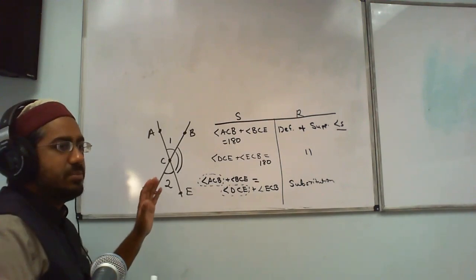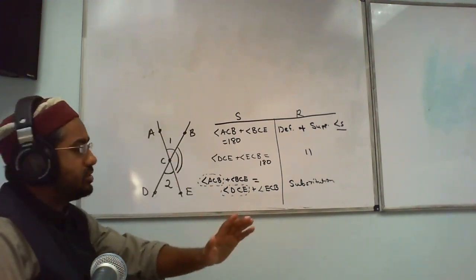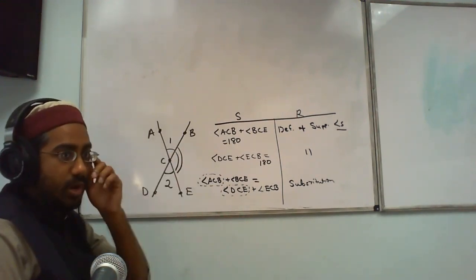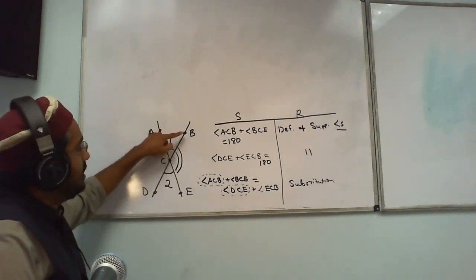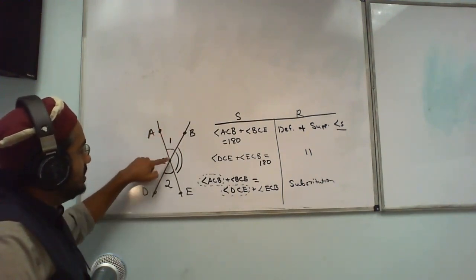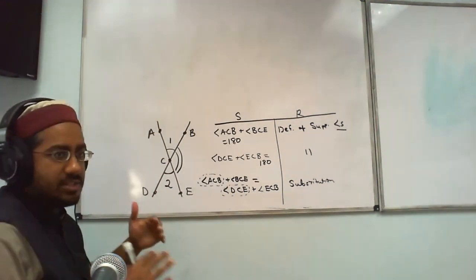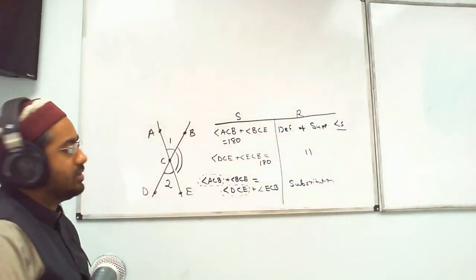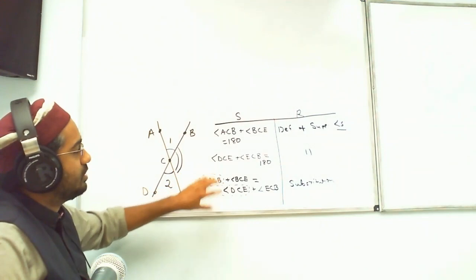Right, because I want to say ACB equals DCE, right? That's kind of what I want. I want a statement ACB equals DCE. That's that simple statement that I want. So how can I go from this step over here to that step?